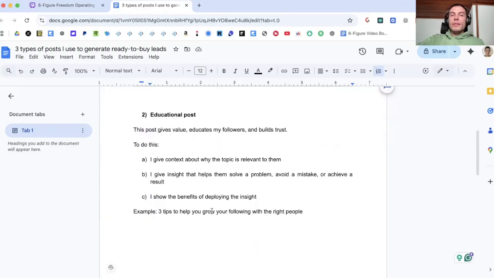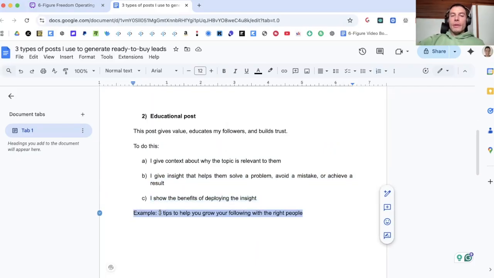The second post is the educational post. This post gives value, educates my followers, and builds trust. That's the goal, giving value and building trust. To do this, first I give context about why the topic is relevant to them. Second, I give insight that helps them solve a problem, avoid a mistake, or achieve a result. And third, I show the benefits of deploying this insight.